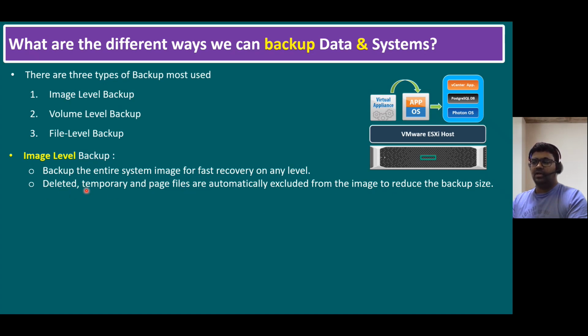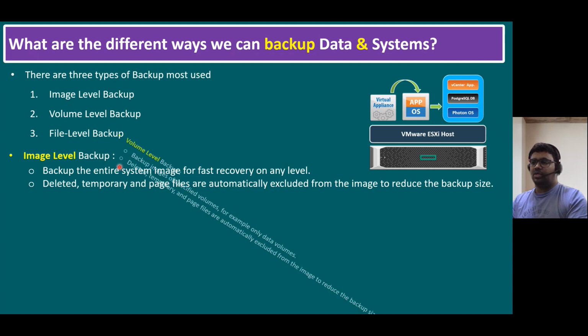This is normally applicable for the Windows operating system. Any temporary page file, for our Linux operating systems or virtual appliances, we consider as swap files. Swap files have another name, page files. So deleted temporary and page files are automatically excluded from the image to reduce the backup size. That is one condition when we are taking an image level backup, and these three options are available by default in all the third party backup tools. So this is the image level backup information.